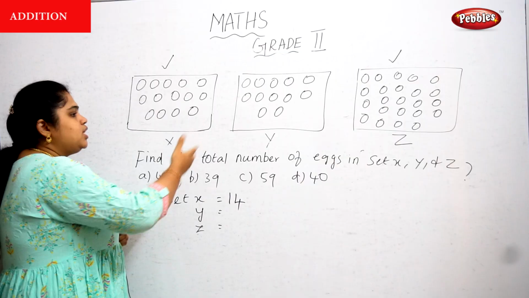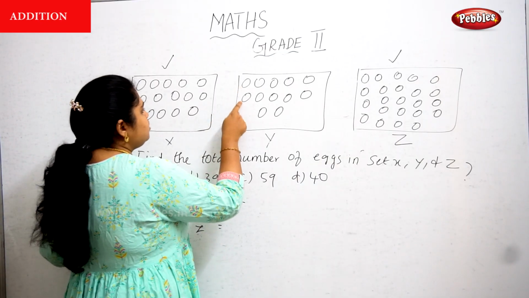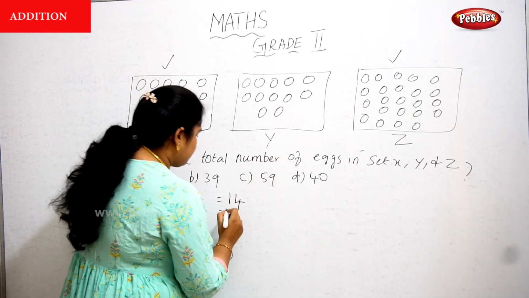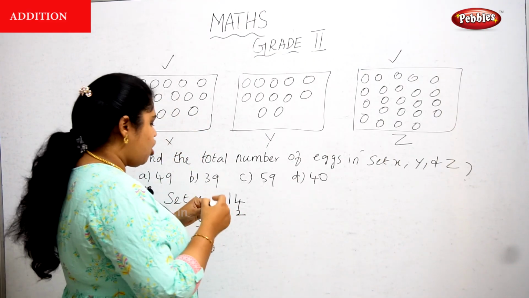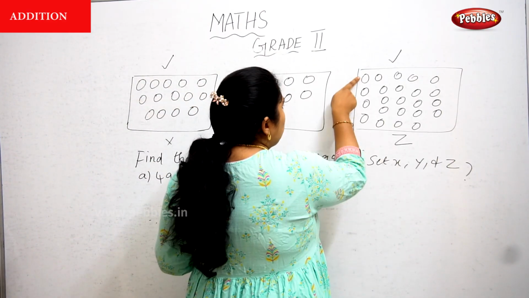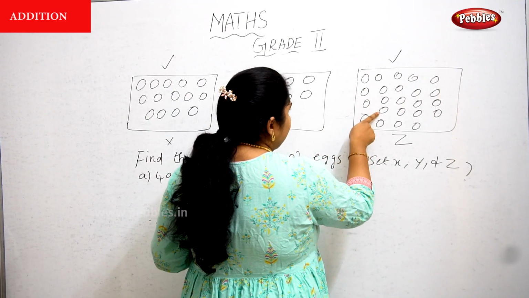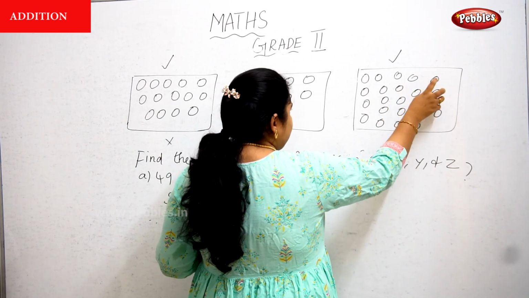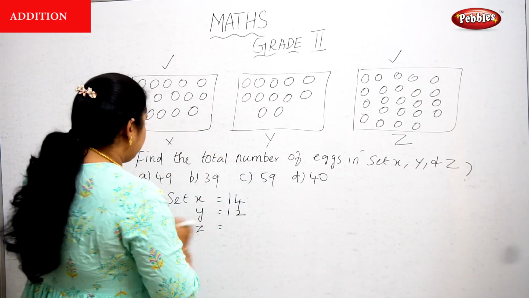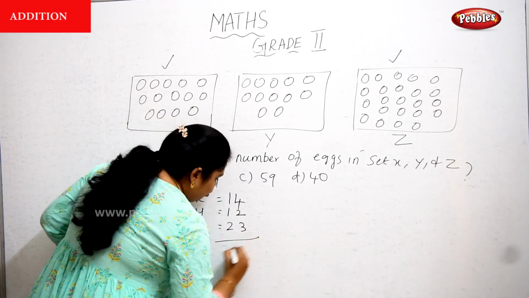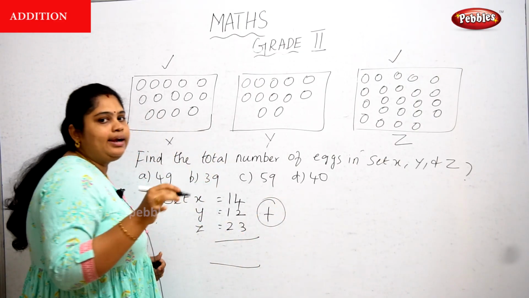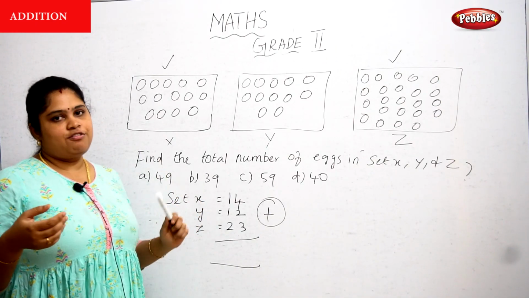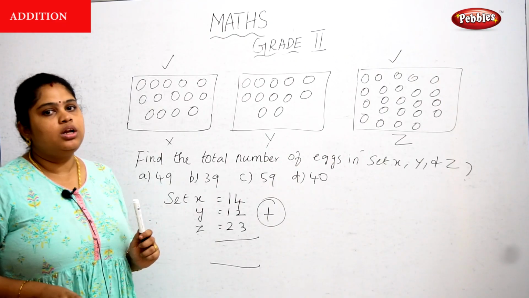Okay, next move on to set Y. How many eggs are there? 1, 2, 3, 4, 5, 6, 7, 8, 9, 10, 11 and 12. So, 12 eggs in set Y. How many eggs are in set Z? 1, 2, 3, up to 20, 21, 22 and 23. So, 23 eggs in Z. Now we have to put together and perform the addition, because they are asking for the total number of eggs.